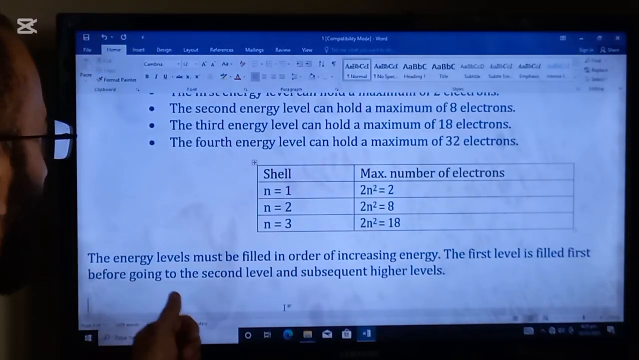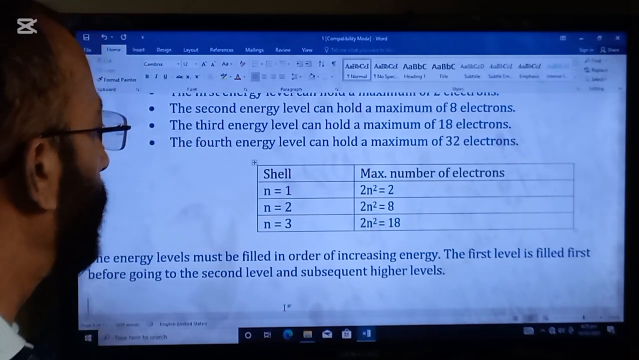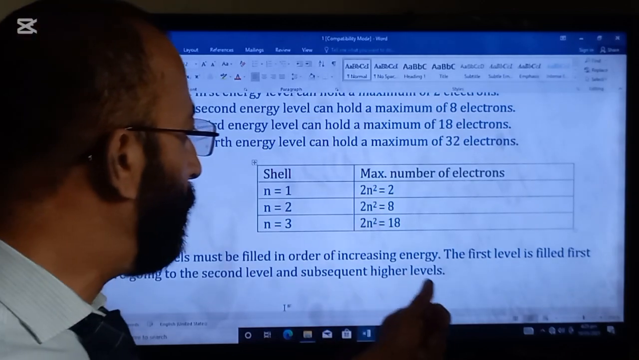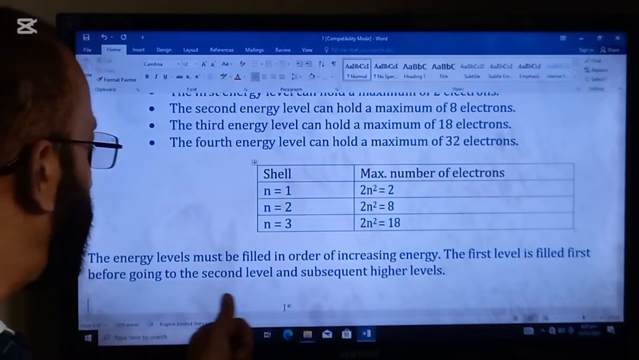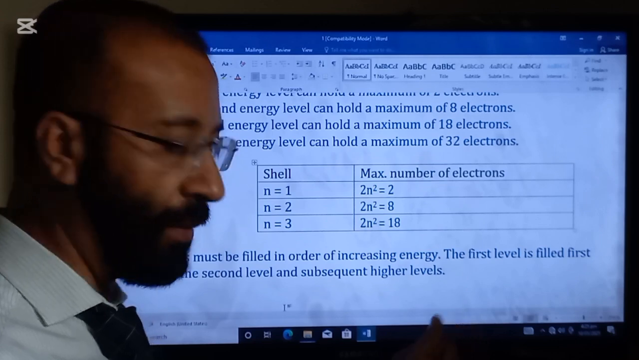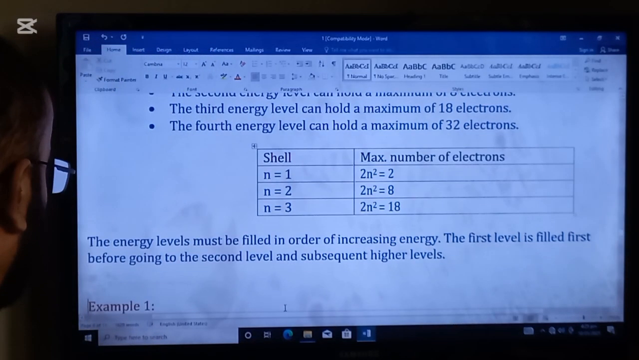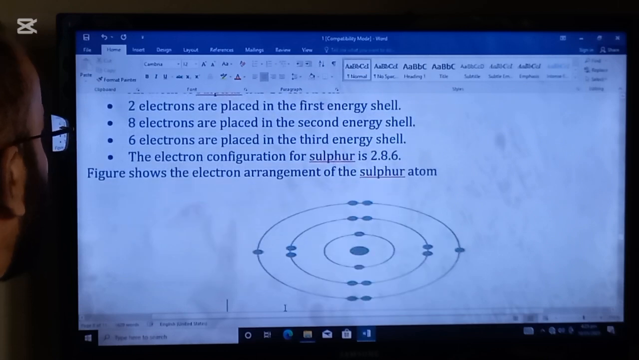The energy levels must be filled in order of increasing energy. The first level is filled first before going to the second level and subsequent higher levels. Here is an example.